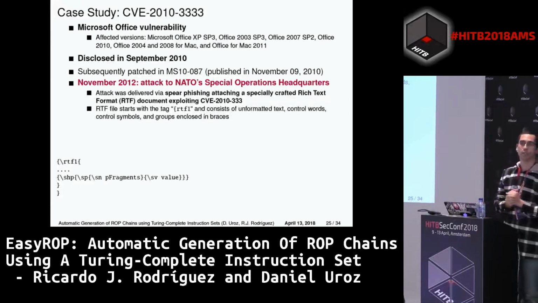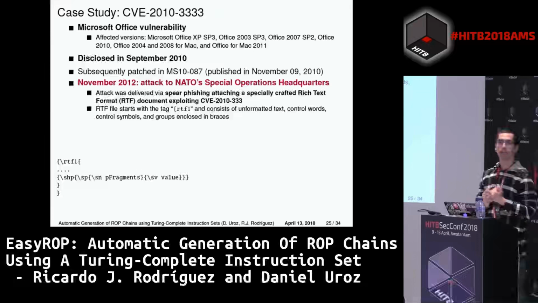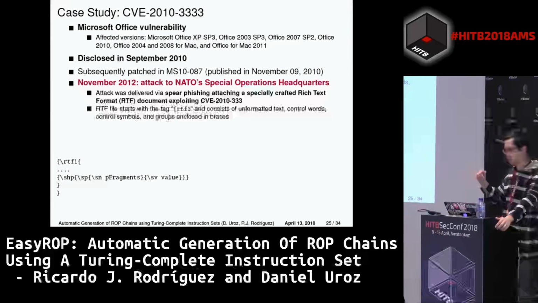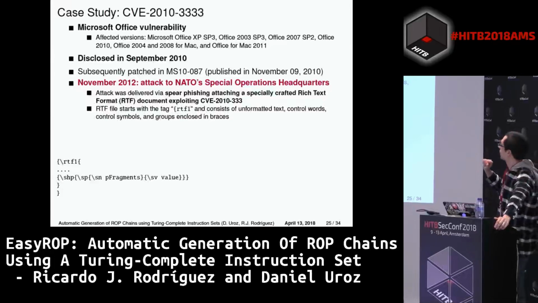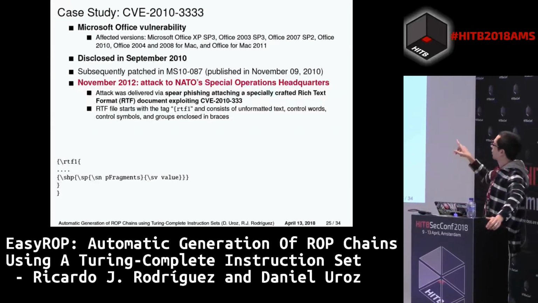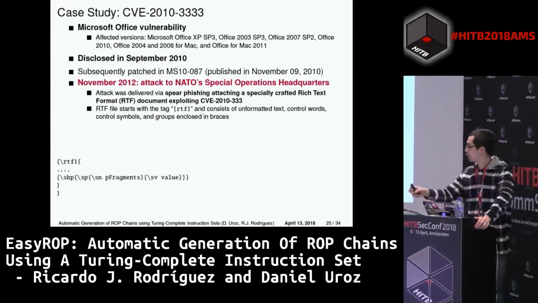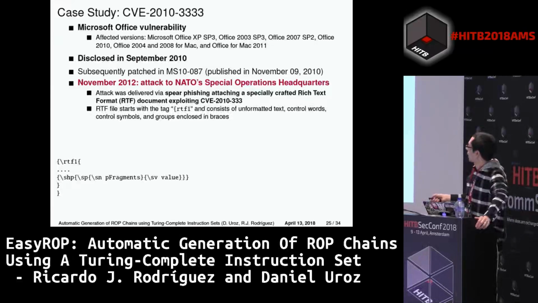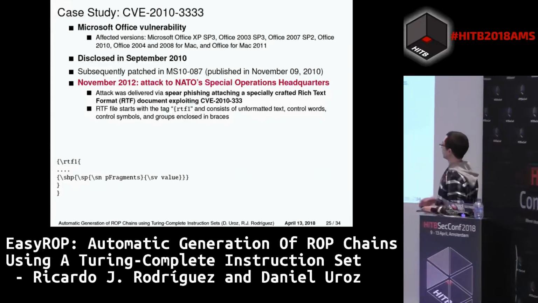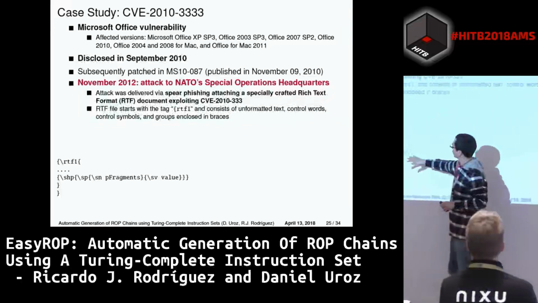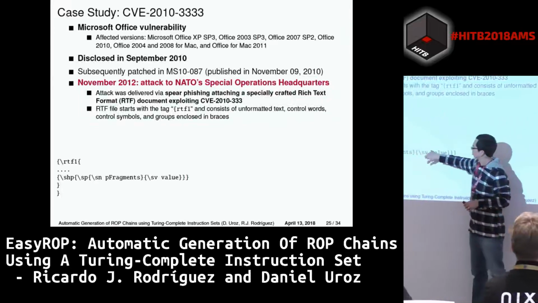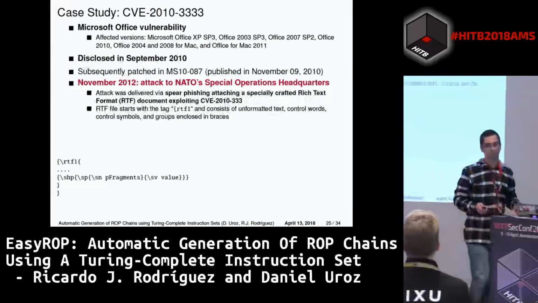The attack was delivered by spear phishing, attaching to the email just a crafted file, namely an RTF file that was exploiting this vulnerability. An RTF file is just like this one here. Okay, so we have a lot of text enclosed by brackets. And in particular, the vulnerability was exploited using these attributes of the RTF specification.